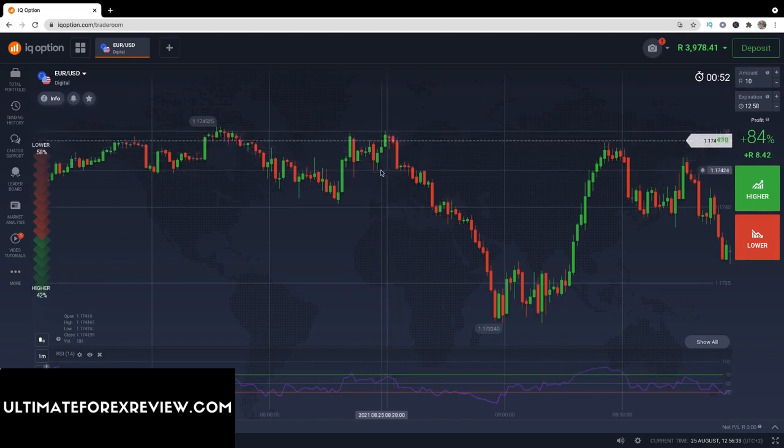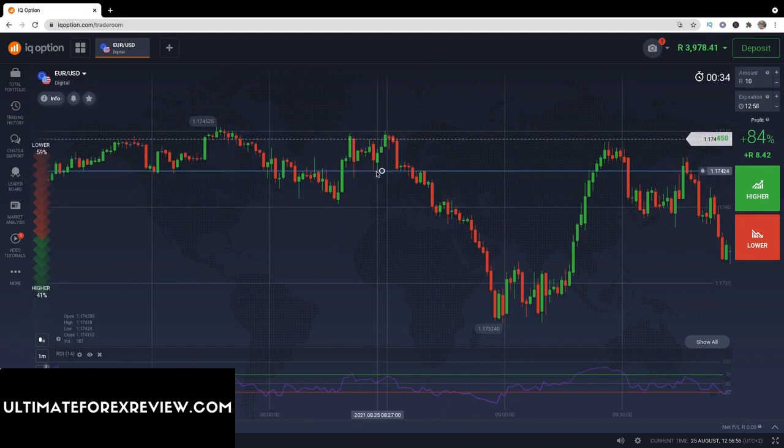Then what we are looking for, after we have spotted divergence, is the most recent area of resistance to be broken and retested for a trade. So that is our most recent area of resistance.